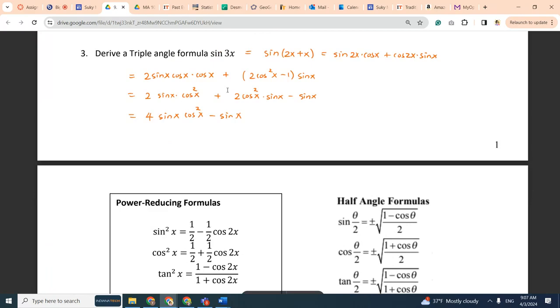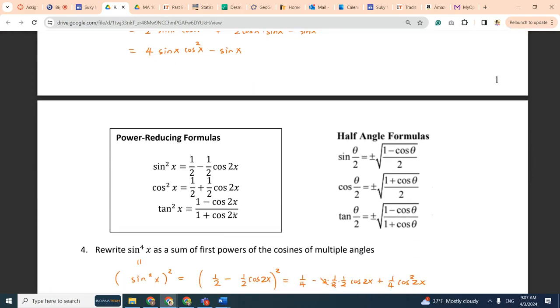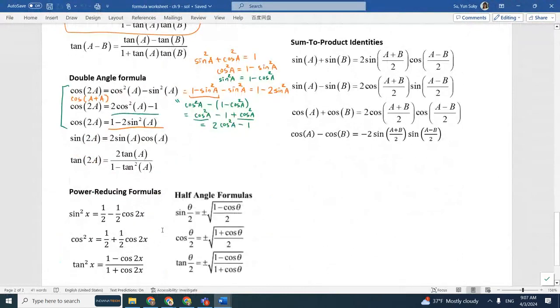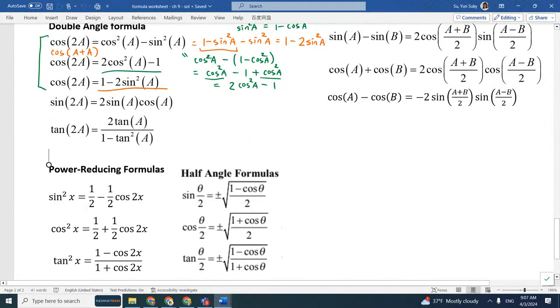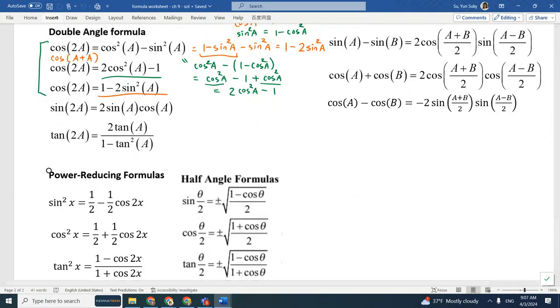Okay, good. So next one, the power reducing formula, or the half angle formula. So we have the double angle formula. Okay, so that is the double angle formula. And now focus on this one. Let me get a pen here. Okay, so let's look at this one. Do you see the right hand side? I have cosine squared, and the left hand side I have cosine 2a.